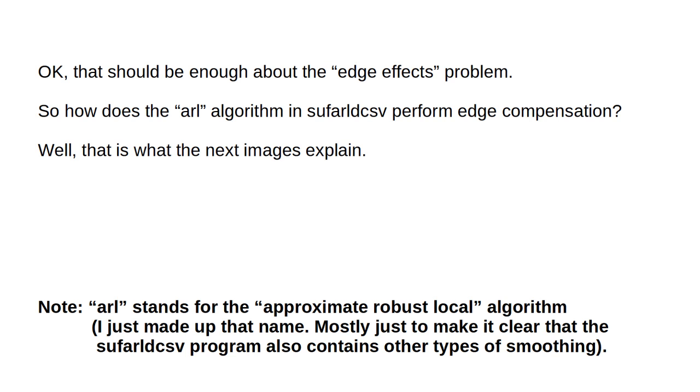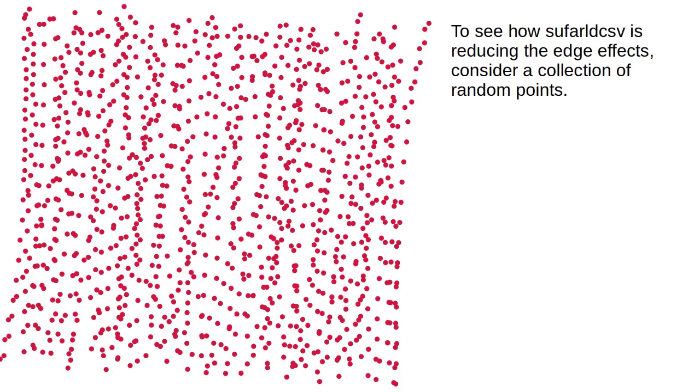So how does the ARL algorithm in SUFARLDCSV perform edge compensation? Well, that is what the next images explain. Note, ARL stands for the Approximate Robust Local Algorithm. I just made up that name, mostly just to make it clear that the SUFARLDCSV program also contains other types of smoothing. To see how SUFARLDCSV is reducing the edge effects, consider a collection of random points.